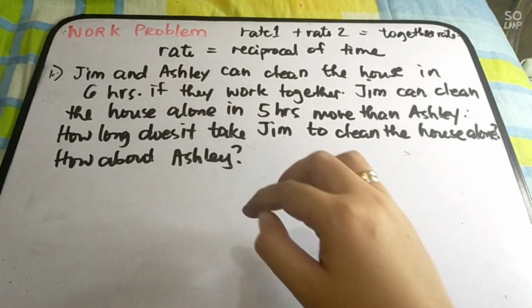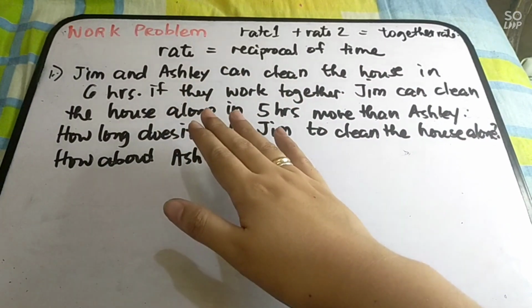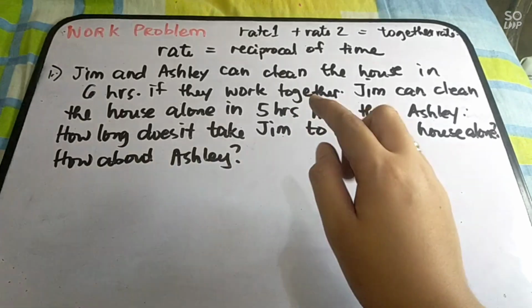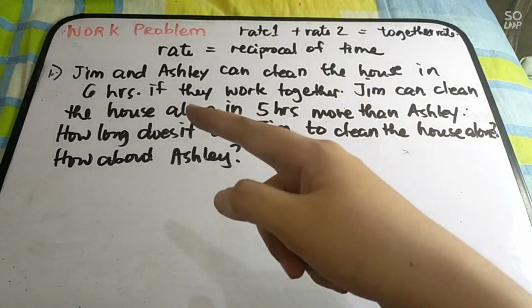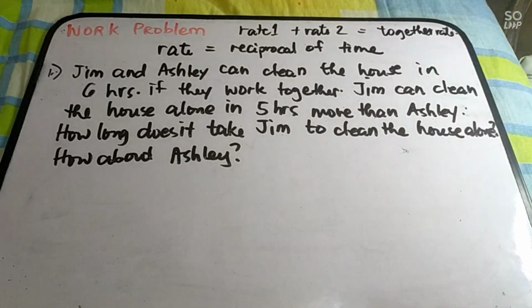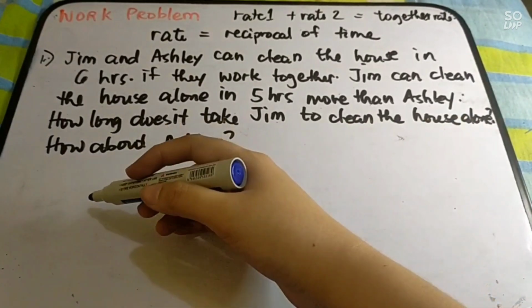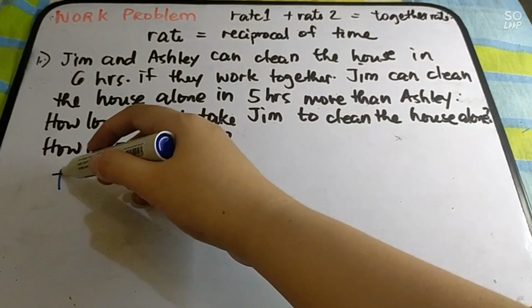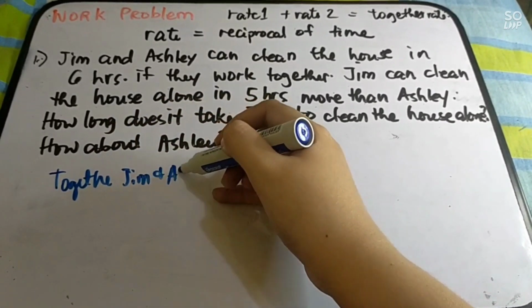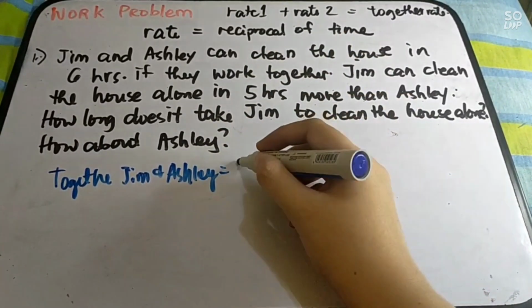Right? So, let us have number 1. Jim and Ashley can clean the house in 6 hours if they work together. Jim can clean the house alone in 5 hours more than Ashley. How long would it take Jim to clean the house alone? How about Ashley? For the given, let us have the time of each other. So, kapag together, si Jim and Ashley, pag silang dalawa ang nagtrabaho, we have 6 hours.